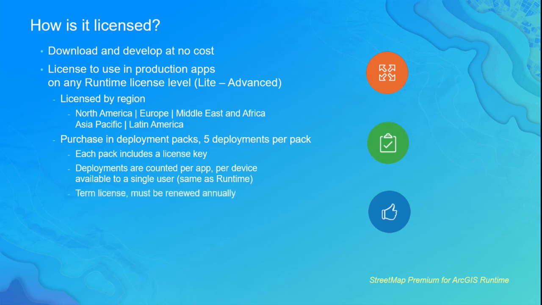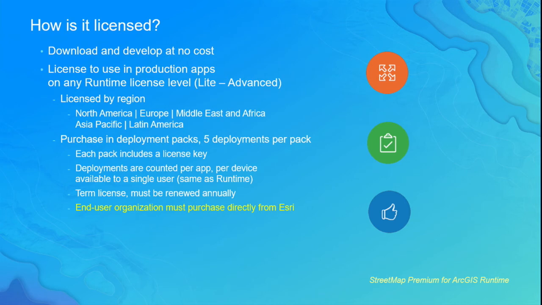It's a term license, so you purchase it annually, right? In order to continue to use StreetMap Premium for runtime, you have to renew that term every year. And this is critical because this is different than other parts of runtime. It's a license that must be purchased by the end user organization, and they must work directly with Esri. So if you're an OEM building an application for your customer, that customer must have a relationship with Esri and make the purchase of the deployment pack or packs, and then distribute the license keys as necessary.